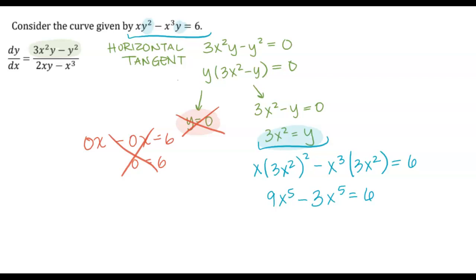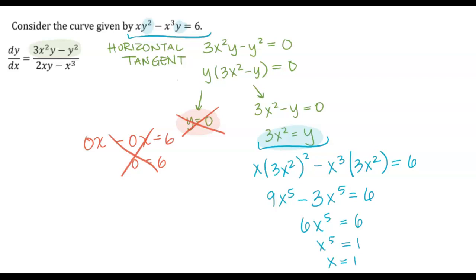Yeah, so we end up with this. 9x to the 5th minus 3x to the 5th is equal to 6. That means we have 6x to the 5th is equal to 6. And my small panic attack aside, we get x to the 5th is equal to 1, which only happens when x is equal to 1. So there is a single horizontal tangent, and it occurs at x is equal to 1.